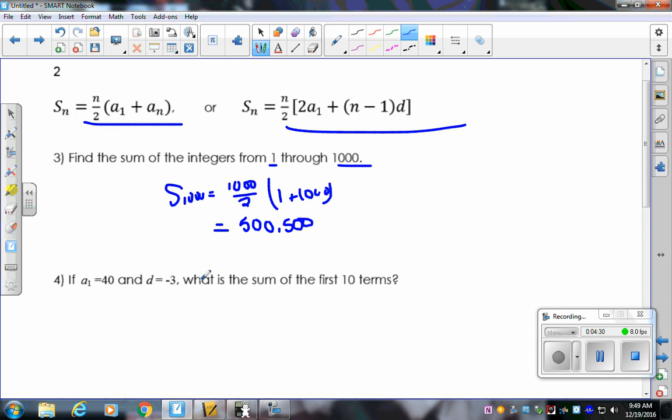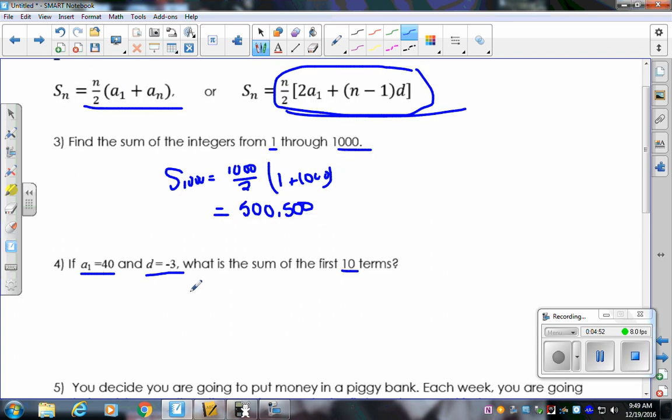used the first one. All right, number 4 says the first number is 40. The difference is -3. What's the sum of the first 10 terms? So in this one, I know the common difference and the first number, so it's probably better to use the second formula. Now, you could totally use your explicit formula to find the last term so that you could use this formula, but it might be a little bit more work.